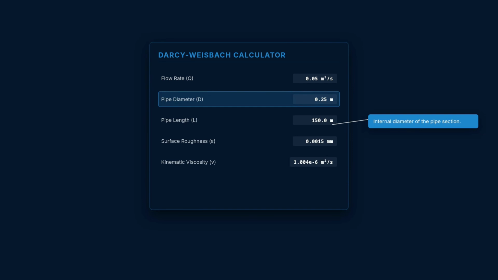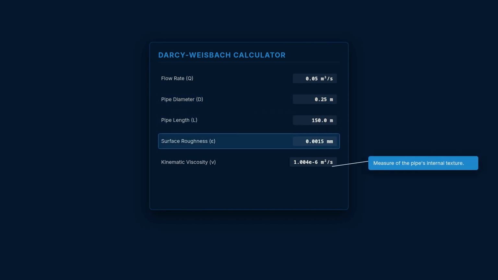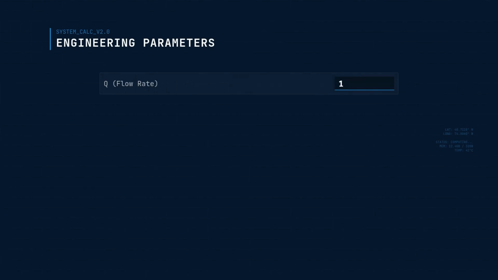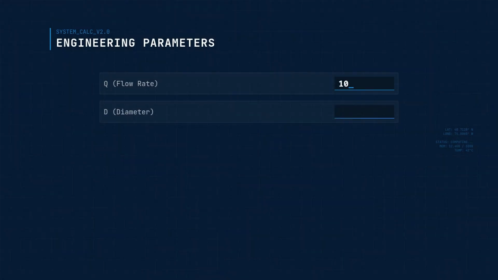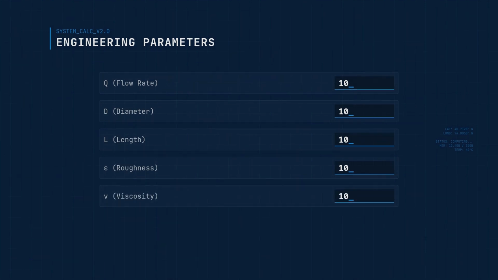Surface roughness epsilon represents the pipe's internal roughness height. Finally, kinematic viscosity Nu is the fluid's kinematic viscosity value. For this demonstration, I'll use 10 for all inputs. Flow rate Q equals 10, pipe diameter D equals 10, pipe length L equals 10, surface roughness epsilon equals 10, and kinematic viscosity Nu equals 10.